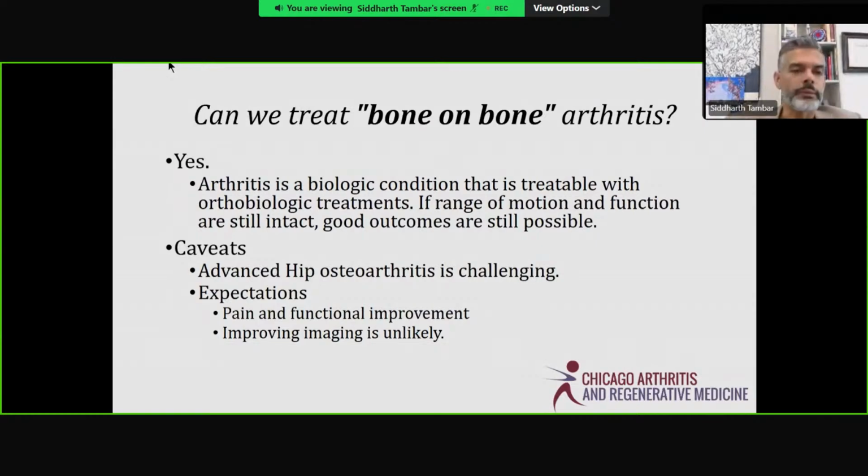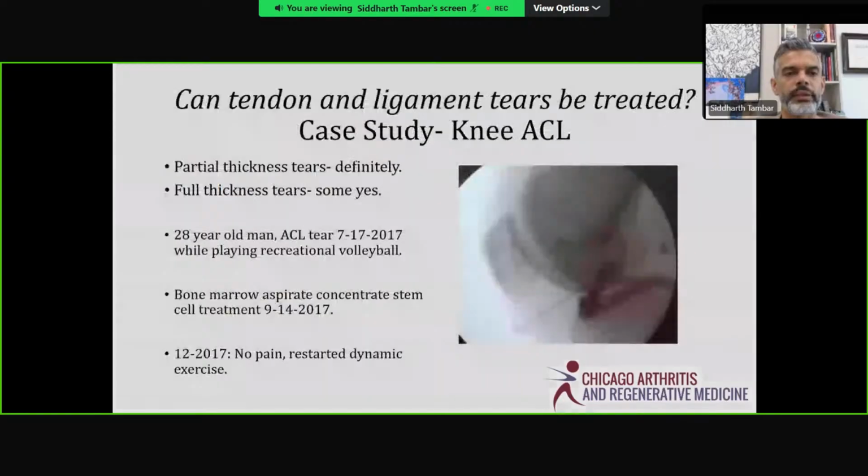Can we treat bone-on-bone arthritis? Simple answer is it depends on the joint, but for the most part, yes, especially knees, especially if range of motion is still intact. Hips, if you've got more advanced arthritis, can be more difficult, but if your range of motion is still intact, we can still improve chronic inflammation, still improve stability. Cannot get your knee to look like or your joint to look like what it was when you were 18 years old, but we can certainly improve your pain, function, and stability.